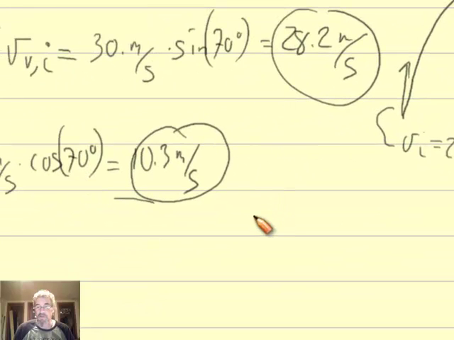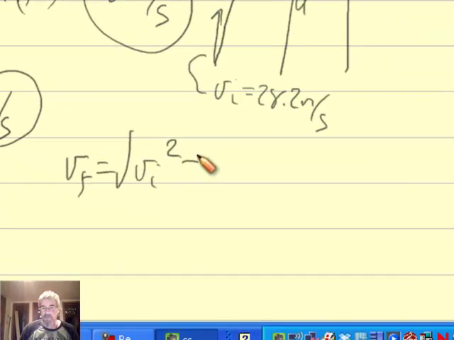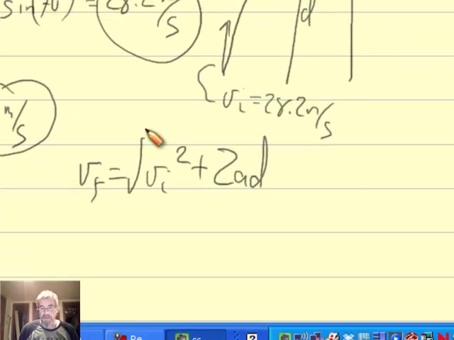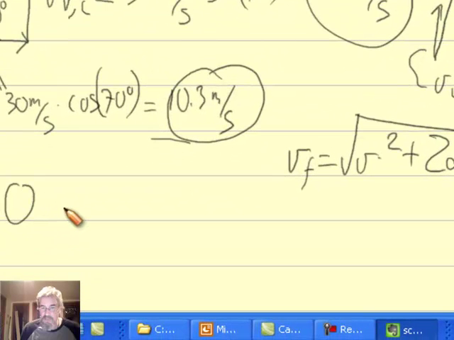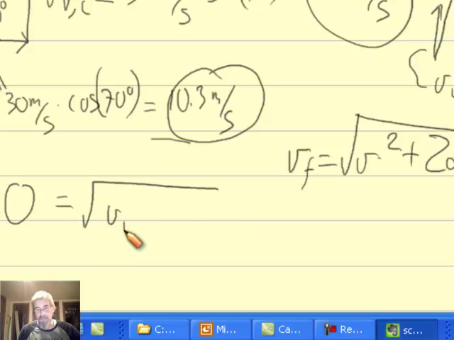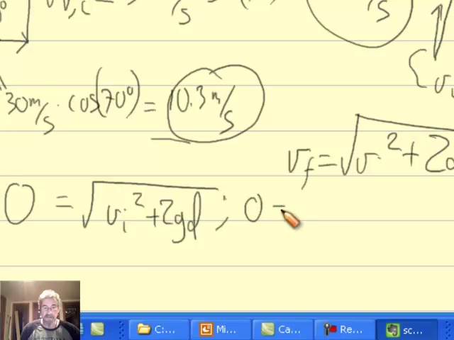Final velocity is equal to the square root of initial velocity squared plus 2 times A times D. Well, in this case, final velocity is 0. Well, D is what I'm trying to find here, and this problem is made simpler by the fact that VF is 0. So we could rewrite this and we could say VF equals 0, and 0 is equal to the square root of VI squared plus 2 times G times D, because it's accelerated due to gravity. Well, if I square both sides, 0 squared is still 0, so that means 0 is equal to VI squared plus 2 times G times D.